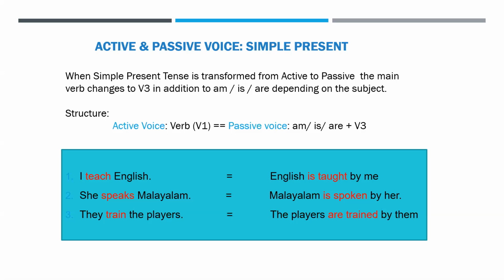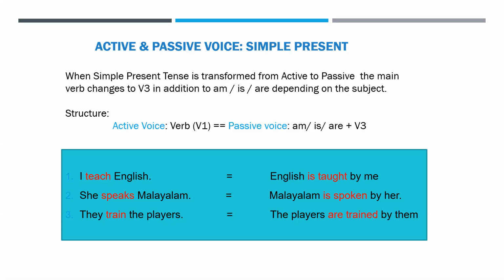The next one, she speaks Malayalam. She is the subject, speaks is your verb. Again, in which tense is your verb? It is in the simple present. Malayalam is the object. So when you transform from active, the person is active here, she. The action is being done by she. So now what will happen? You will change it. You'll write Malayalam is spoken.